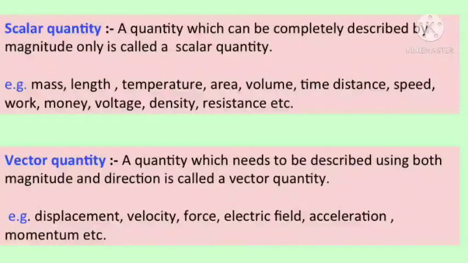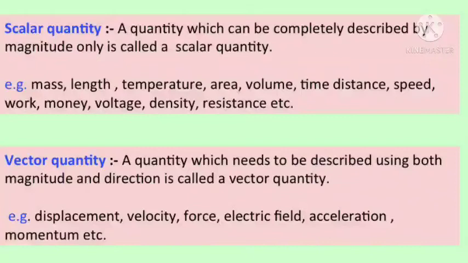Now what is a scalar quantity? A quantity which is completely described by magnitude only is called a scalar quantity. So you can see the examples here: mass, length, temperature, area. There are many examples which are described by magnitude only, so they are called scalar quantities.